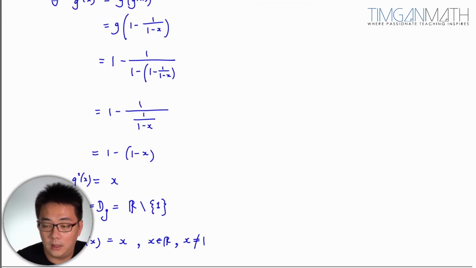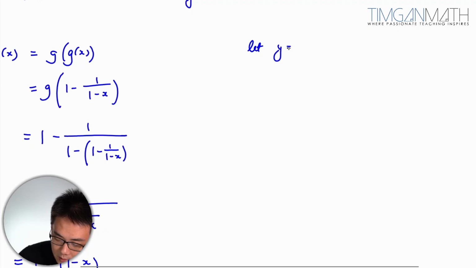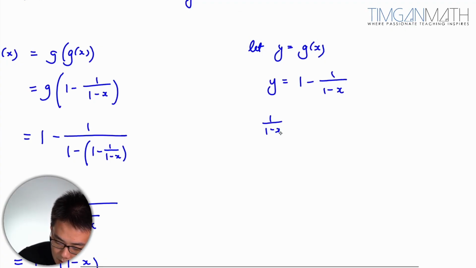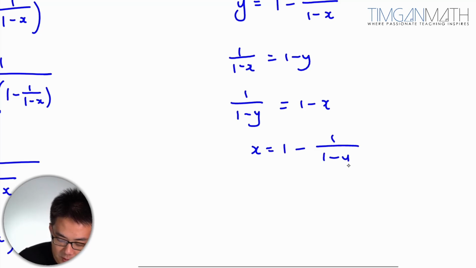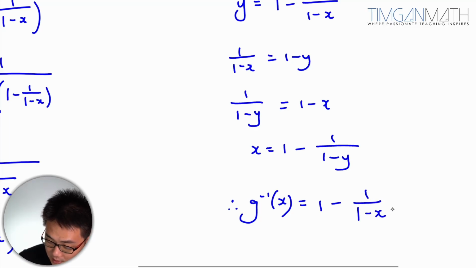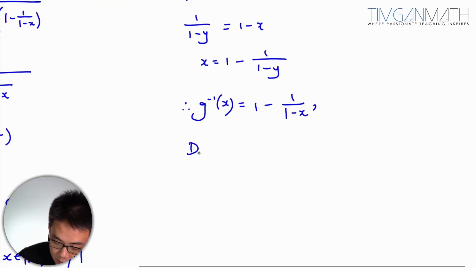After which we have g inverse. For g inverse, we just let y equal to g(x). So y will just be equal to 1 minus x, and this will just be 1 minus y. You make x the subject, and x is equal to 1 minus y. It happens to be the same. So g inverse of x is equal to 1 minus x as well. And the domain of g inverse is equal to the range of g.